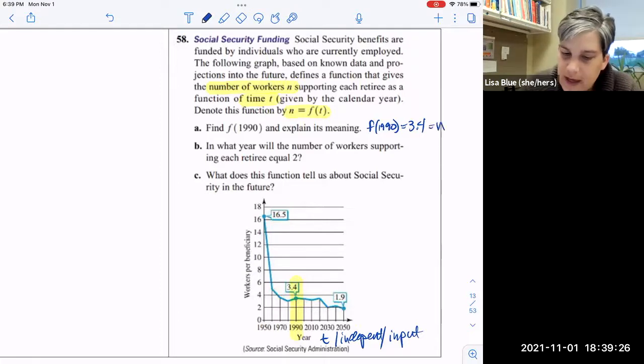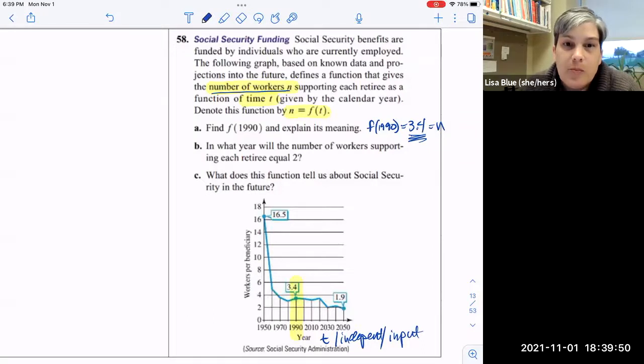Now, according to the question, n equals f of t, where n is the number of workers supporting each retiree. So we see in 1990 that Social Security wasn't in quite as much trouble as it is now, because for every one person that was retired and drawing benefits, we had 3.4 people in the labor force supporting their retirement.